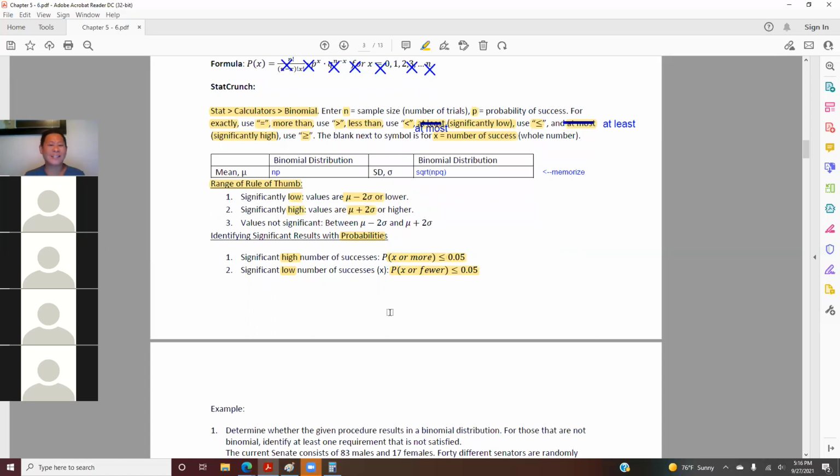For 5.1, it's the same. So again, there are 2 ways for us to figure out whether values are significantly low or significantly high. One is to use the range rule of thumb, and the other is using probabilities. So there are 2 ways to do it.